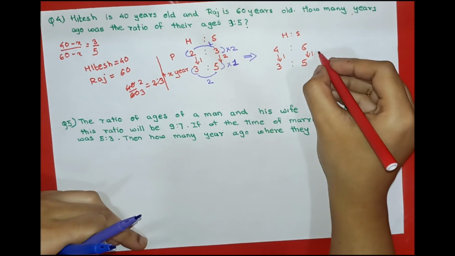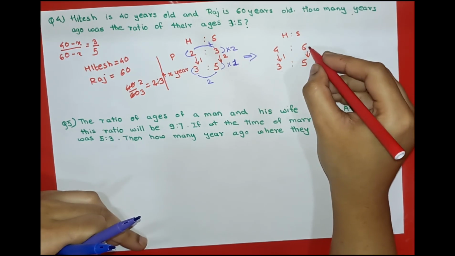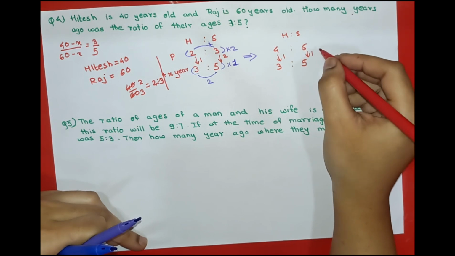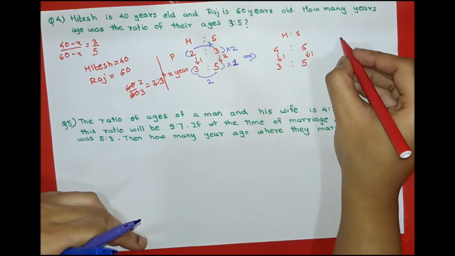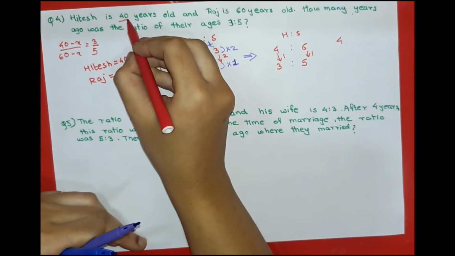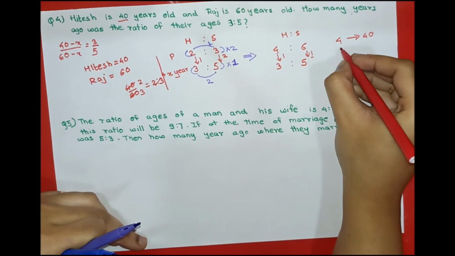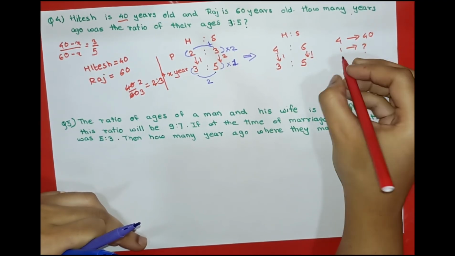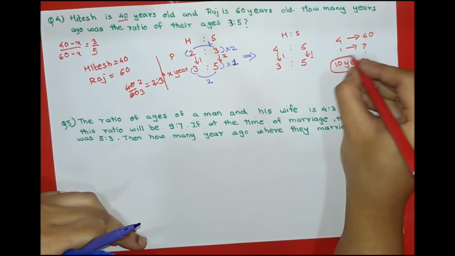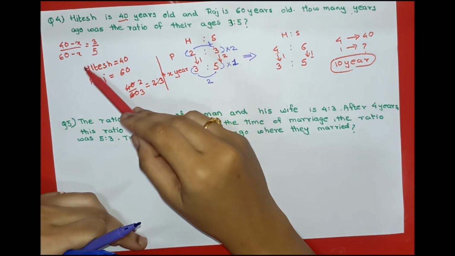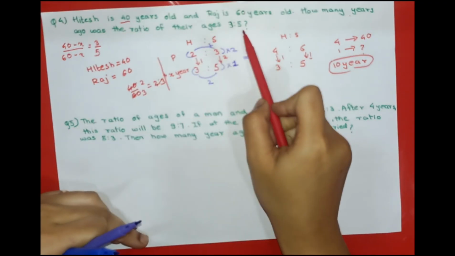Now we have to find out what is the actual difference between these two given values of the ages. Now 4 was the Hitesh ratio age, but in reality the age of Hitesh was 40. So when the ratio value is 1, what is the actual value of it? We get it as 10 years. And this is the answer. So 10 years after, the ratio of their ages will be 3:5.